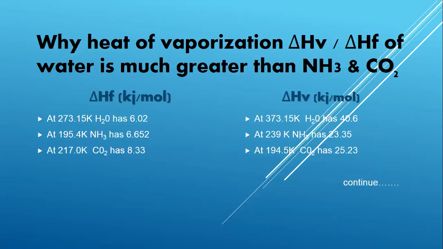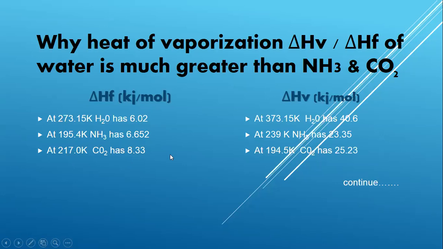Now, the next is why heat of vaporization or heat of fusion of water is greater than ammonia and carbon dioxide. First of all, we will tabulate our data for these three compounds. Delta H fusion for water at 273.15 Kelvin is 6.02 kilojoule per mole. For ammonia at 195.4 Kelvin, delta H fusion is 6.652 kilojoule per mole. And for carbon dioxide at 217.0 Kelvin, delta H fusion is 8.33 kilojoule.